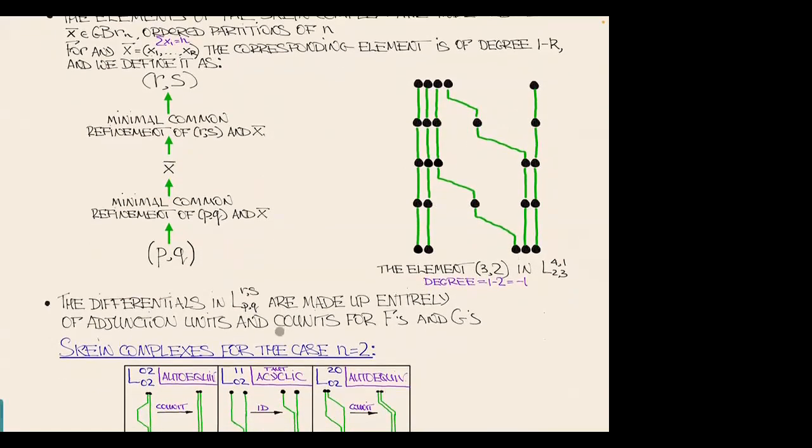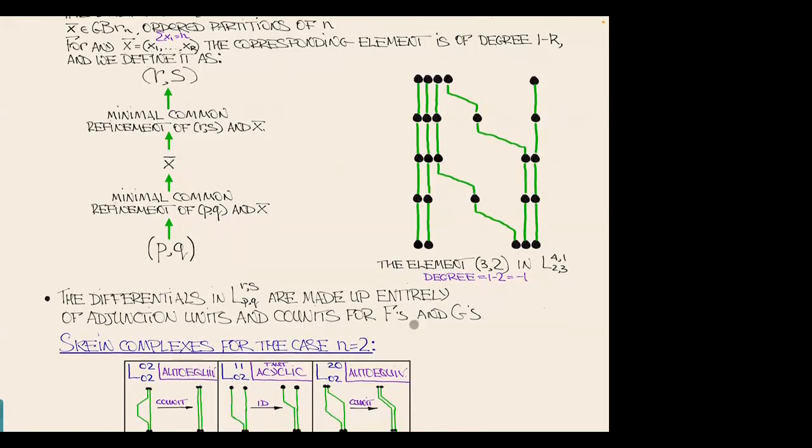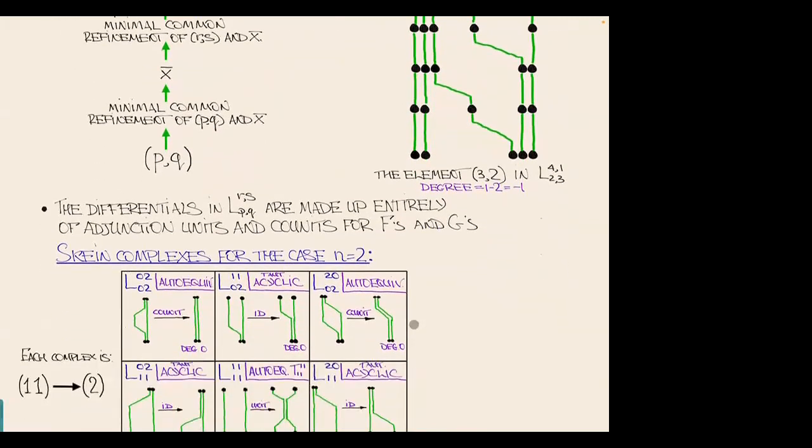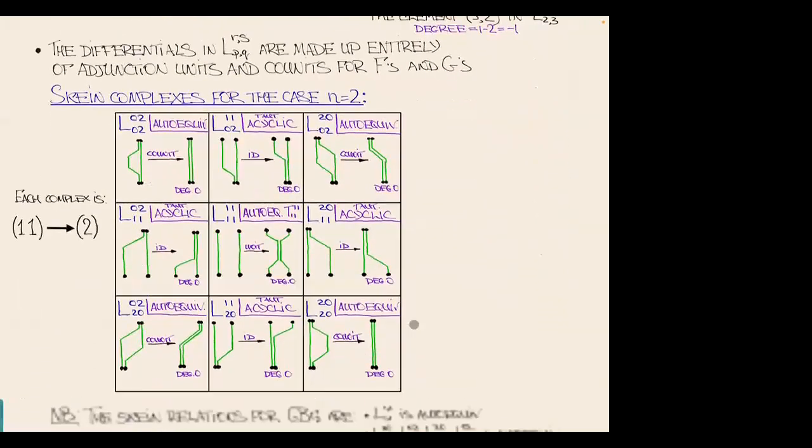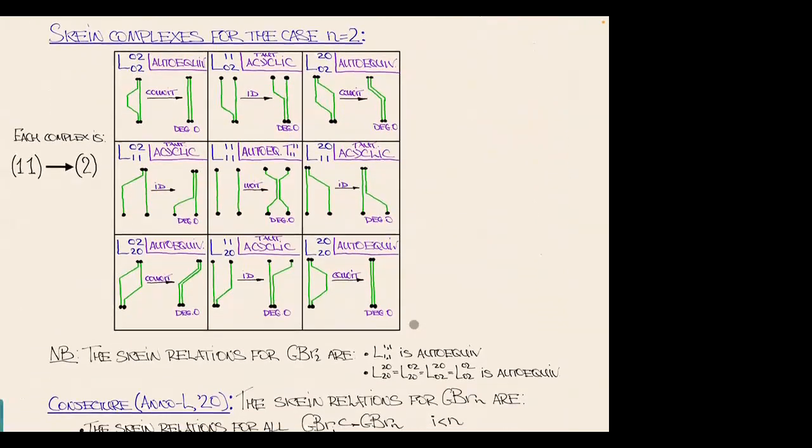So the differentials are now made completely of adjunction units and co-units for F and Gs, no identifying of adjoints. So now I can finish this talk by telling you essentially our conjecture for what Skein triangulated representations are. So if you write out all these Skein complexes, for example, in case n equals 2, you will get a picture like this. And if you analyze it, you will see that you will always get at the corner the complex which defines this ribbon twist autoequivalence.